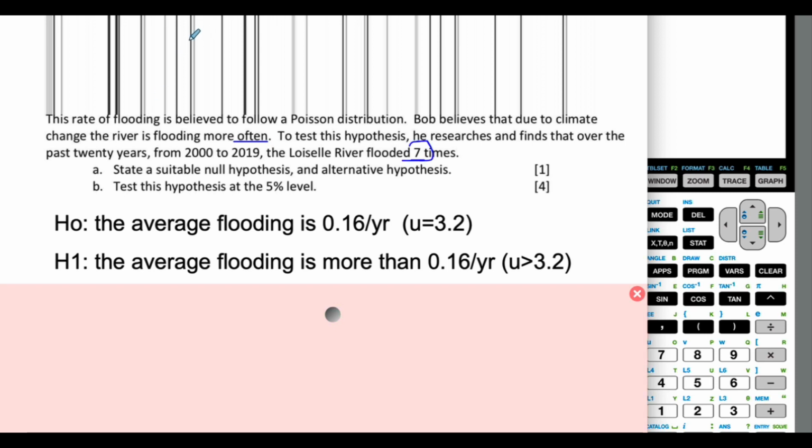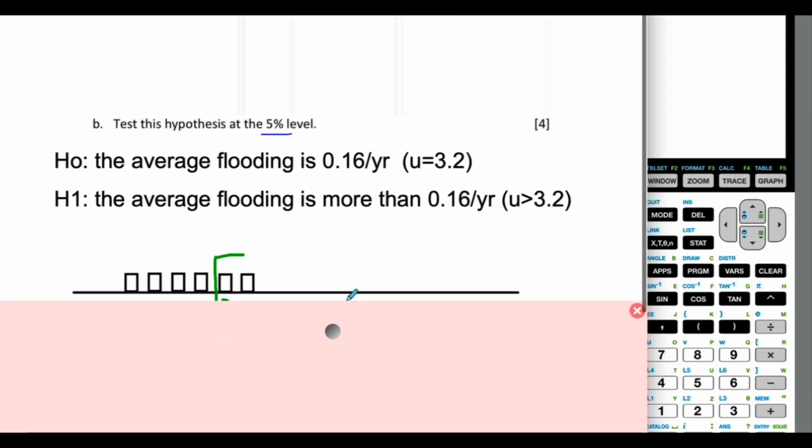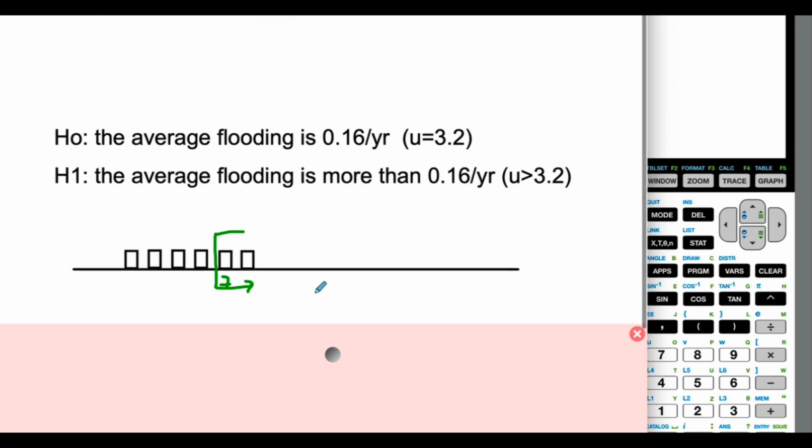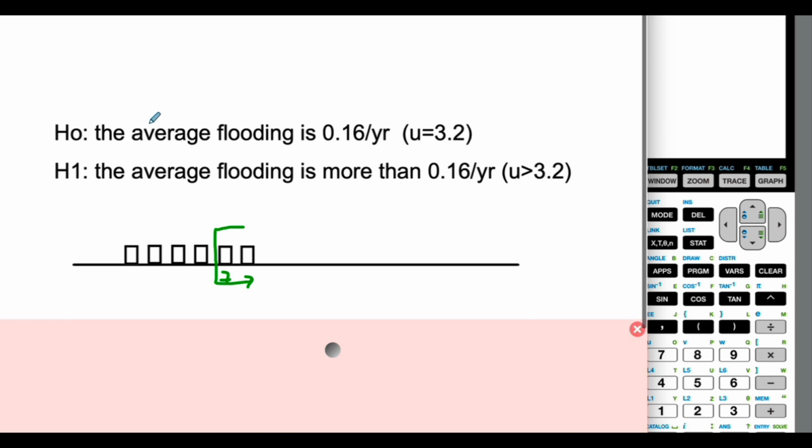This is my sample. If I'm going to test the hypothesis at 5%, I want to find the probability of being more than or equal to 7. And so if I look at this scenario here, here's my 7. All these little bubbles are probability, and I'm looking for the probability to be 7 and bigger, all of these ones. And so that's going to be my critical region.